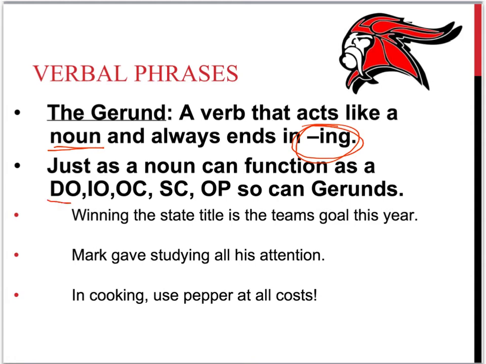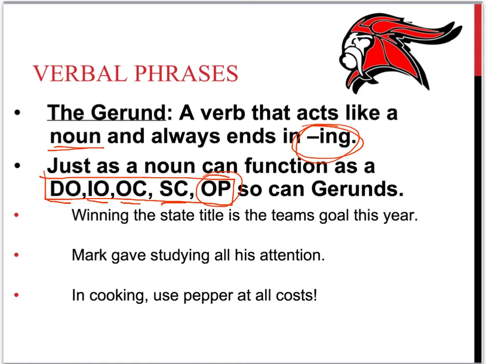So the gerund can be a direct object, an indirect object. It can be an object complement. It can be a predicate nominative, or it can also be the object of a preposition. So that's the tricky part of it. As far as ACT goes, you don't really need to identify what way it's functioning. As long as you can understand that it is a gerund, you'll be fine.